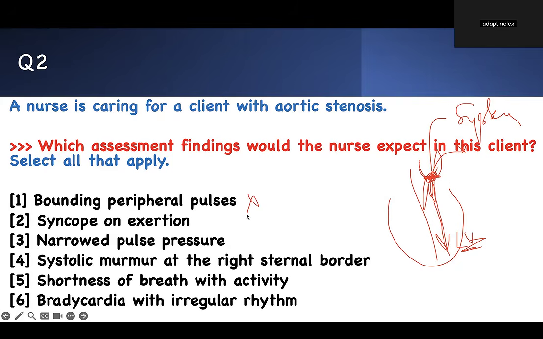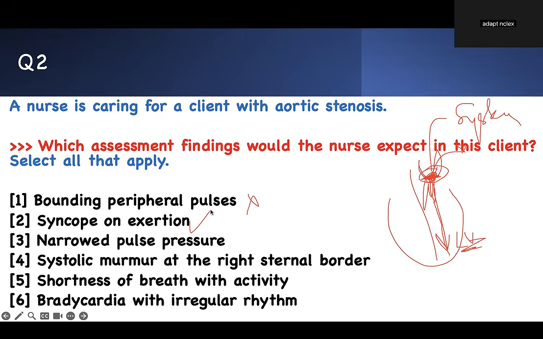Syncope on exertion. This is what kills people with aortic stenosis, playing basketball, football. They're running and all of a sudden death, heart death, right? They drop dead because they have stenosis. As soon as they exert themselves, less blood is passing through the aorta, and therefore the blood pressure drops. The systolic and diastolic become the same. You have narrow pulse pressure, and they fall down and they die. Therefore, syncope on exertion is right.